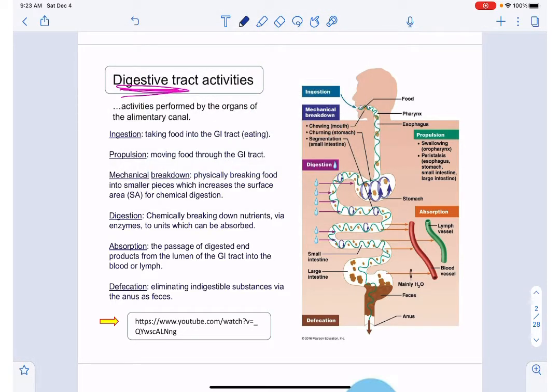The first is ingestion. And this is simply the act of taking food and putting it into the digestive tract, putting it into the mouth. You're at dinner and you have a plate in front of you and you fork up some of that food and you voluntarily put that into your mouth. That's ingestion. And where does that occur? That only occurs one place. That occurs at the mouth or the oral cavity.